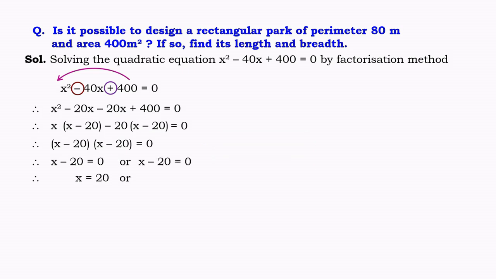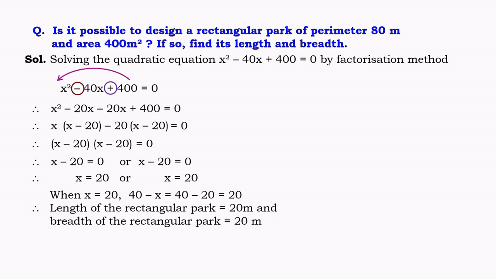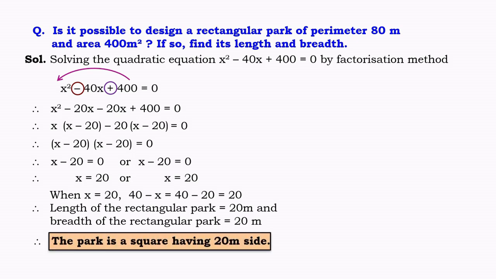Hence, x equals 20. We had already obtained breadth equals 40 minus x. Substituting x equals 20, breadth equals 40 minus 20, which is 20 meters. Therefore, the length of the rectangular park is 20 meters, and the breadth of the rectangular park is also 20 meters. Hence, the park is actually a square having a side of 20 meters. Thus, it is possible to design a rectangular park with perimeter 80 meters and area 400 square meters.